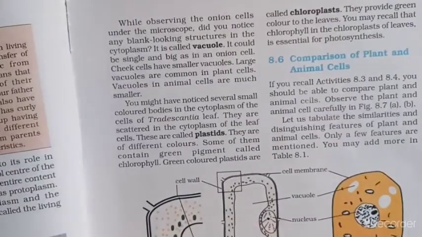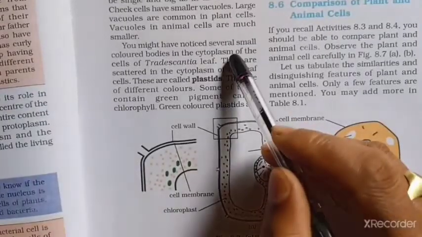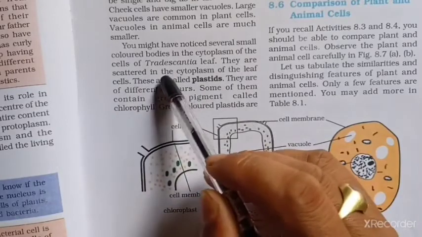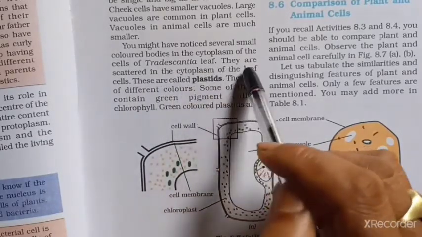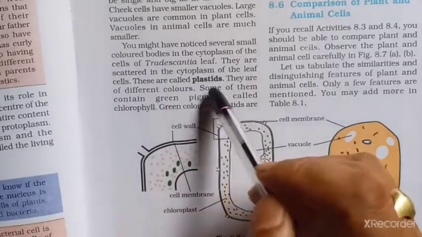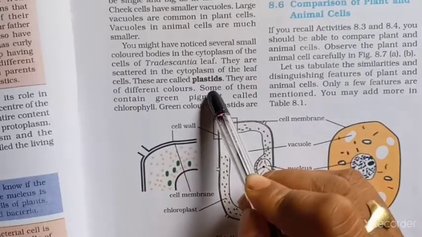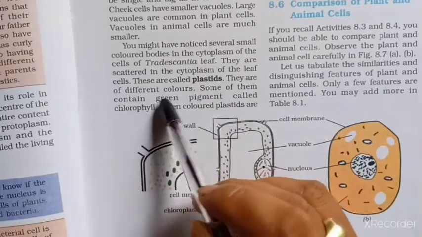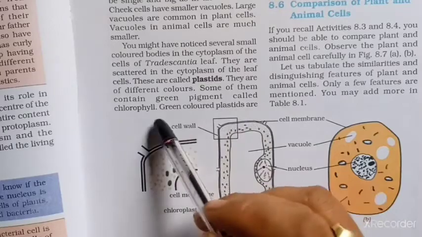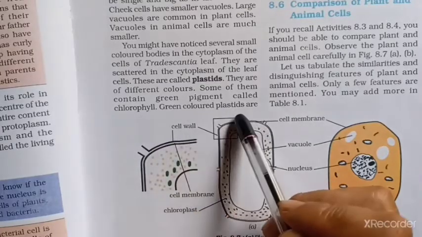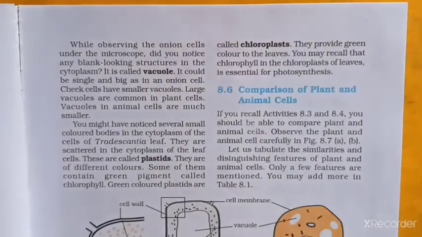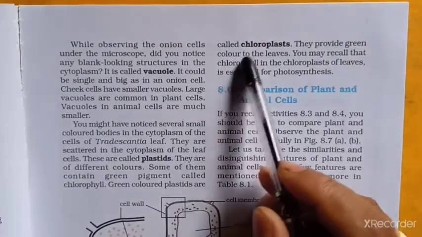You might have noticed several small colored bodies in the cytoplasm of the cells of, say, a Tradescantia leaf. They are scattered in the cytoplasm of the leaf cells. These are called plastids. They are of different colors. Some of them contain a green pigment called chlorophyll. Green color plastids are called chloroplasts.